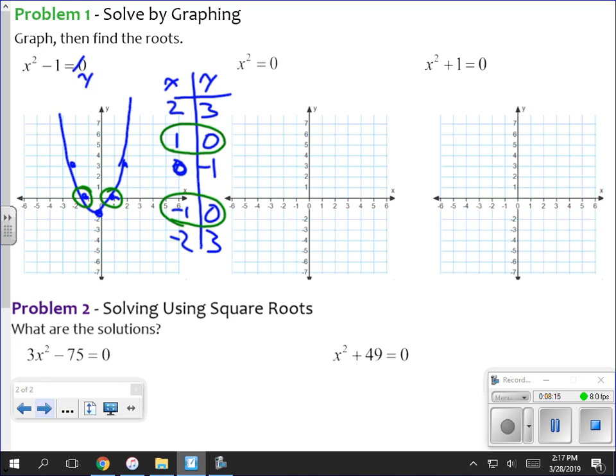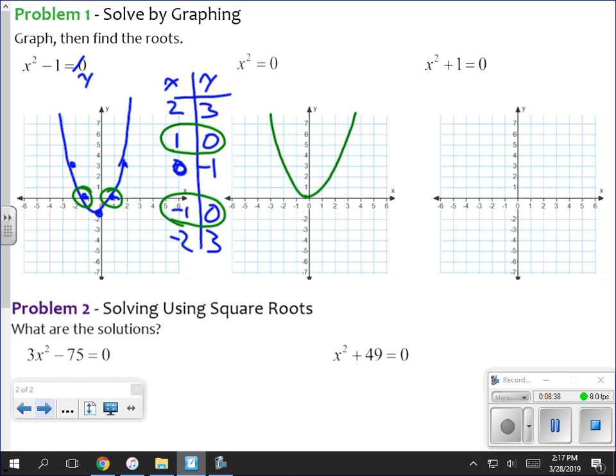Okay. Now, this one here, we talked about this yesterday. This is our parent function, our most basic parabola, y equals x squared. Do you remember what that one looked like? Where was the bottom of that graph? Do you remember from Tuesday? The origin. So it started here at the origin and then went up from there.